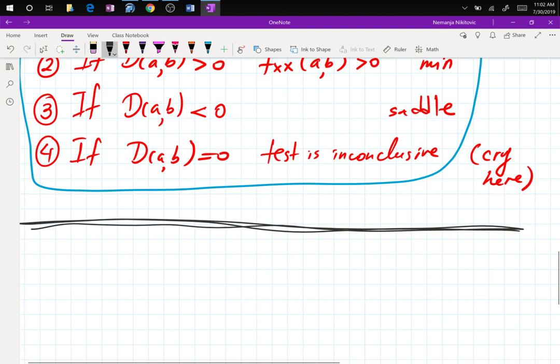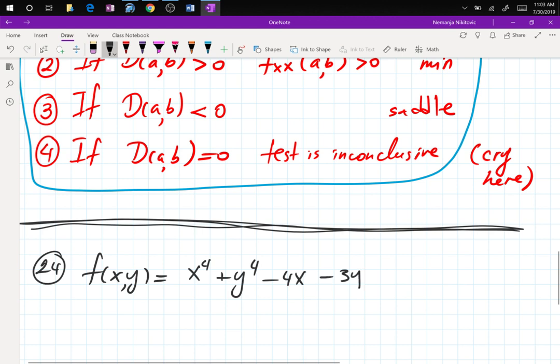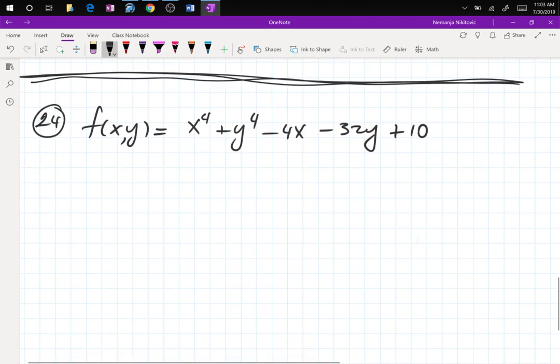So let's take a look at analyzing critical points using the second derivative test. The first problem is going to be a vanilla problem. So let's go with 24. f(x, y) is given as x to the 4 plus y to the 4. I'm going to regret this because the derivatives will have cubes. And minus 4x minus 32y plus 10. That's the function. So this is all you're given. That's it.